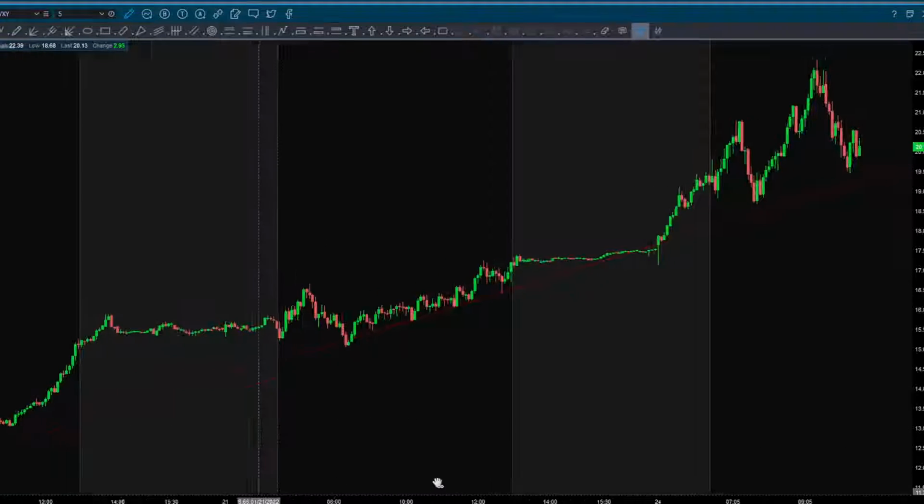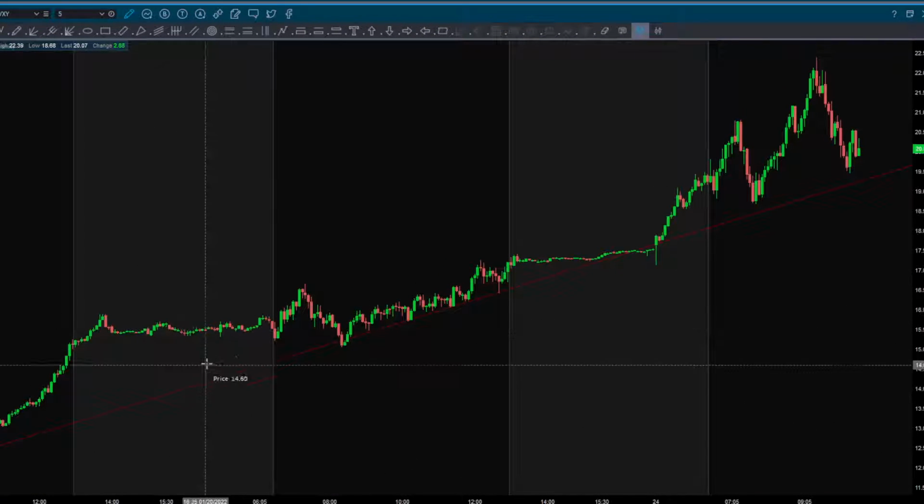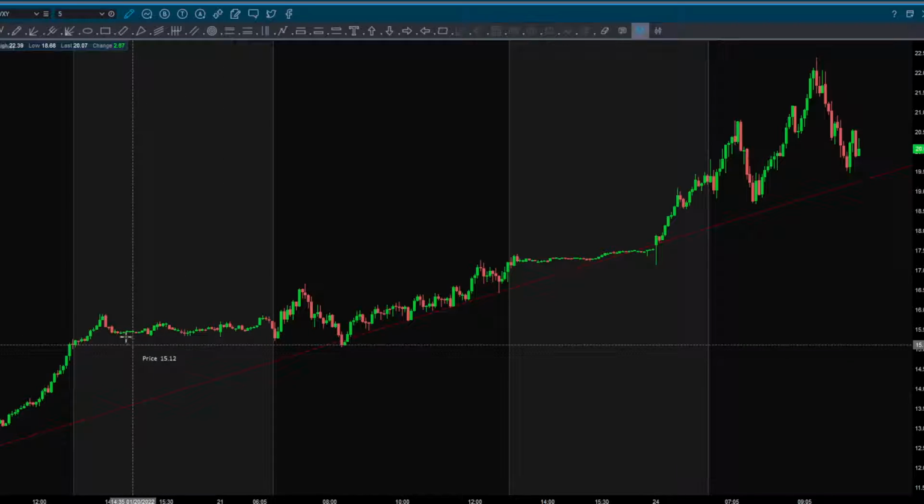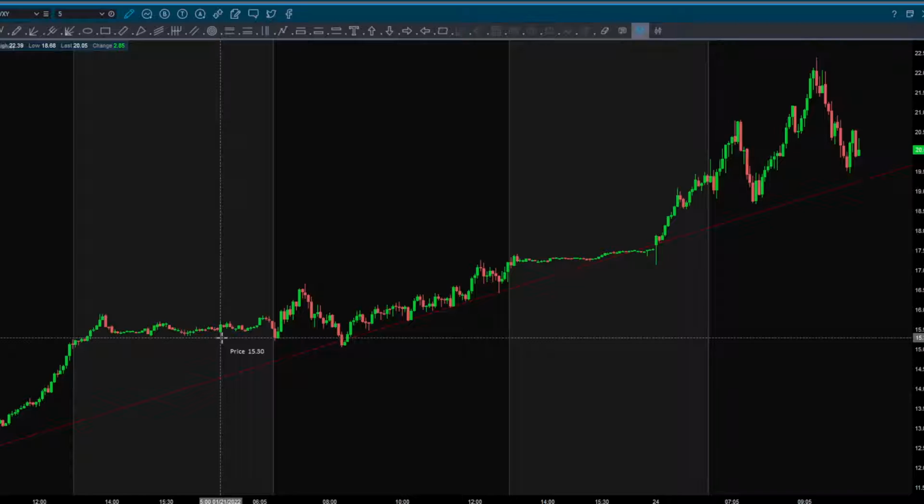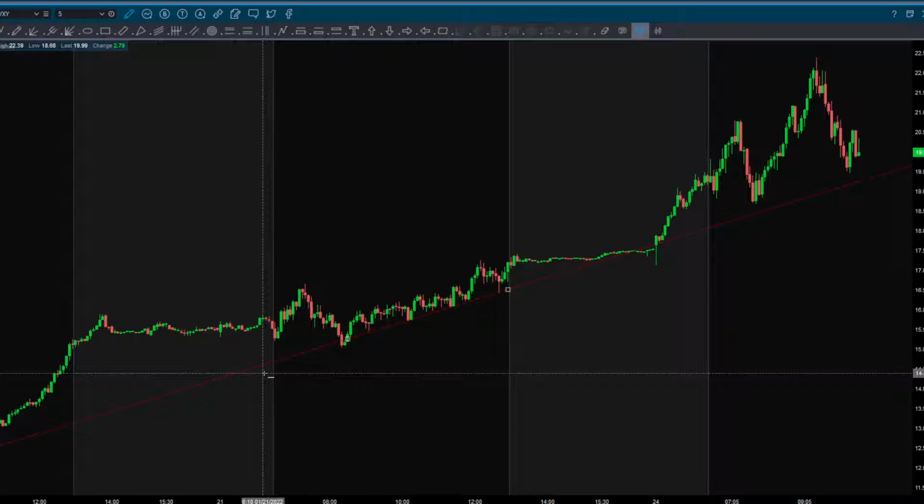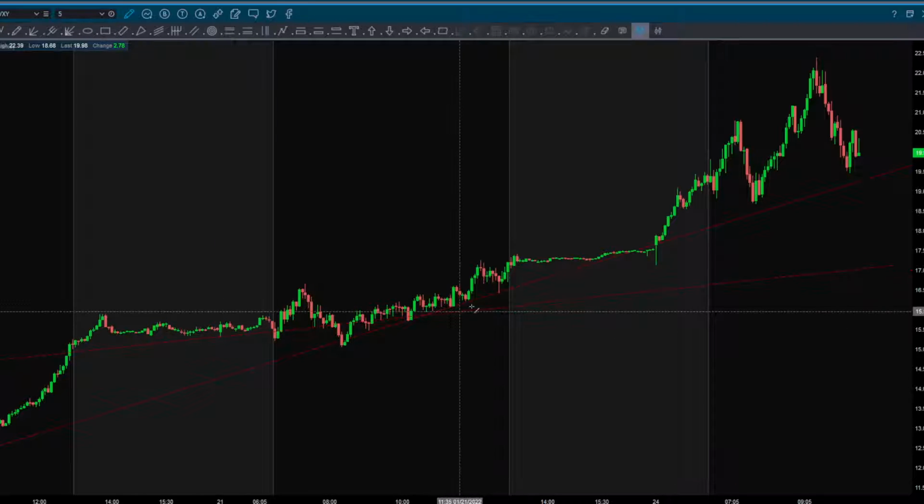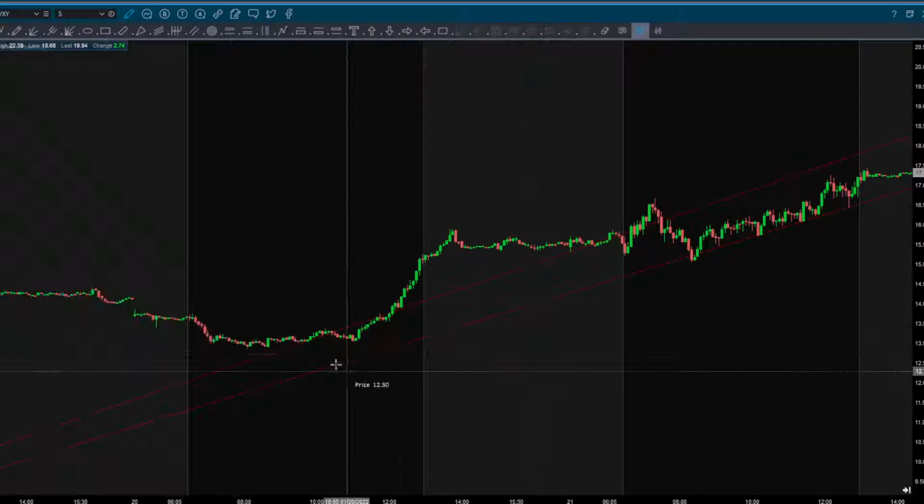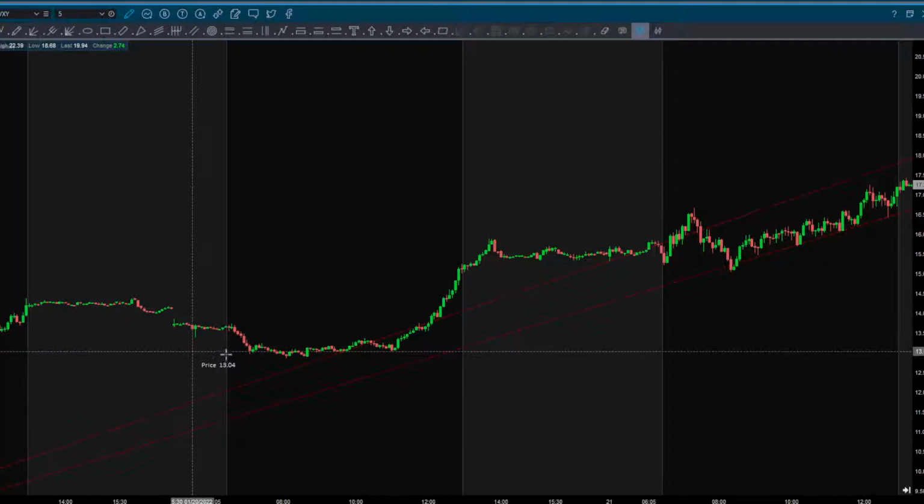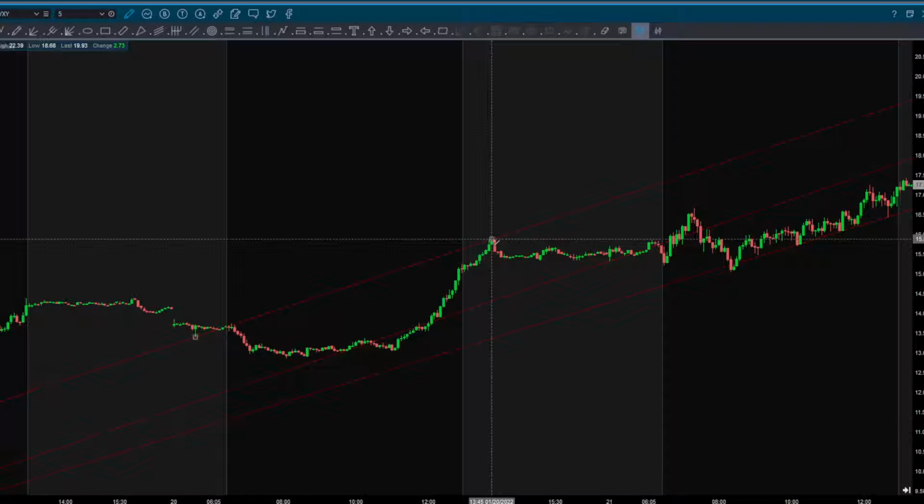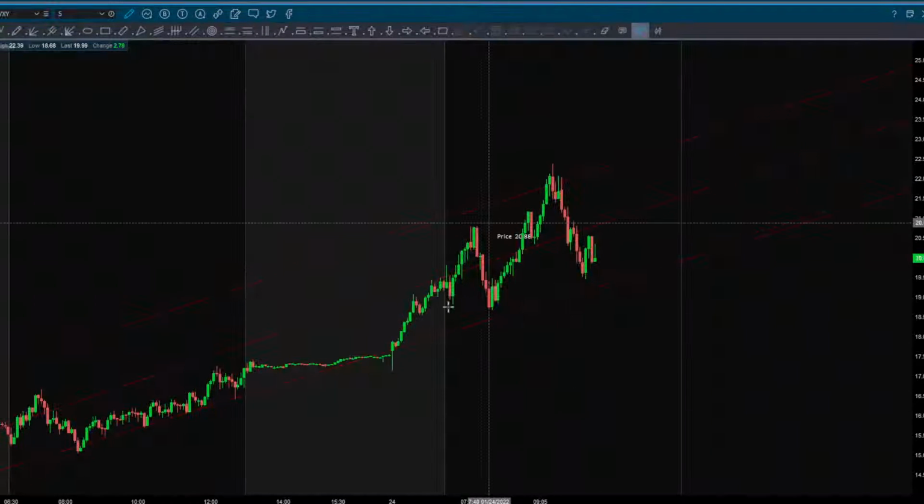I also noticed that if I connect the low of the pre-market right here to the high of, oops, let me get rid of that line. So the low of the pre-market to the next day's high of the pre-market, that can give me some good lines sometimes to work with. Then let me go back one more day and try that again. Let me connect the low of this pre-market to the high of this pre-market here. Fast forward to today, and look what we got.